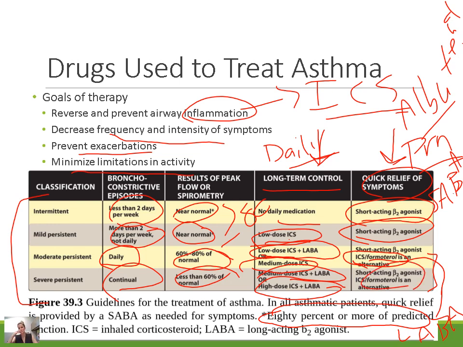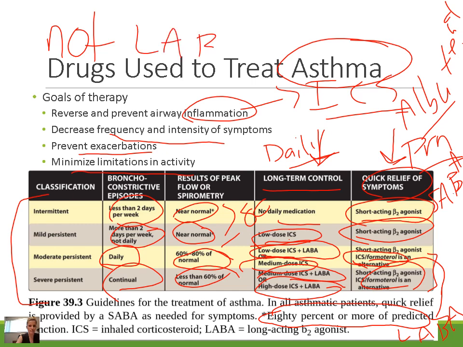I want you guys to notice on here, nowhere does it have patients taking only a long-acting beta agonist. Okay, asthma patients should never, not ever, be on a long-acting beta agonist alone. When asthma patients take long-acting beta agonists alone, it's associated with worse outcomes and increased risk of death. So long-acting beta agonists can be helpful, but in combination with an inhaled corticosteroid.